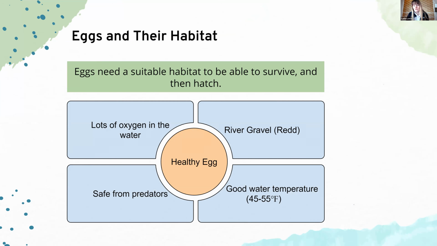They're going to need that river gravel, which is what we call a redd. A redd is an area where they have that good sized gravel that they can anchor onto and also stay protected on the river so that they don't float away or go too far. Also, it protects them from predators. That's the third thing. And then also that they have good water temperature, which is also super important for their development.